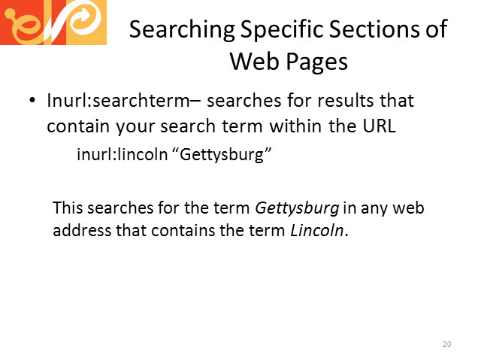The inurl search limiter forces Google to search just within the URL, which stands for Uniform Resource Locator, by the way, also known as the web address. In the example on this slide, Google searches for the term Gettysburg in any web address that contains the term Lincoln. See the sample result to see how the search might work.